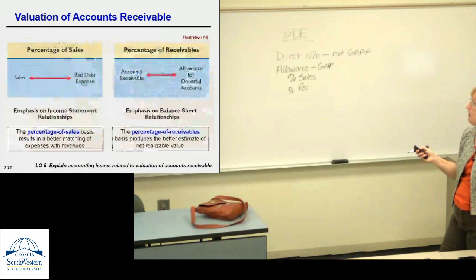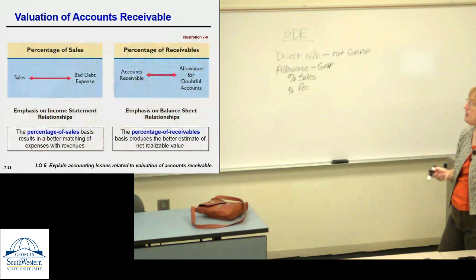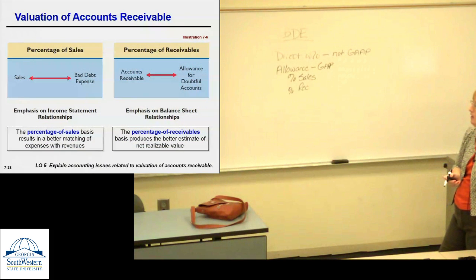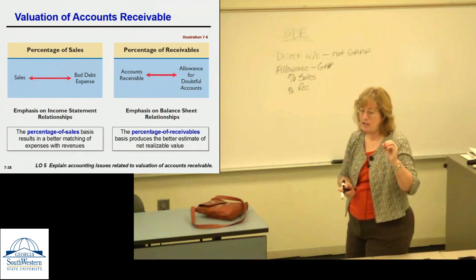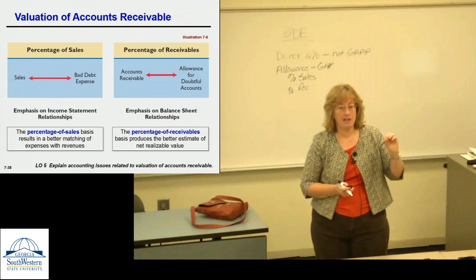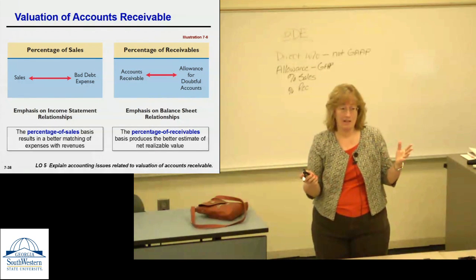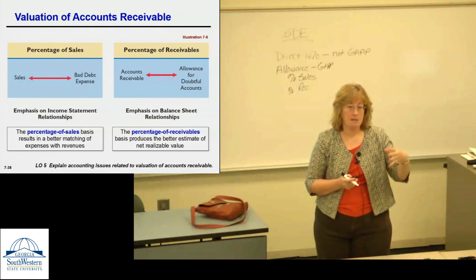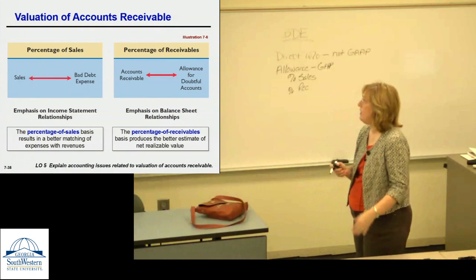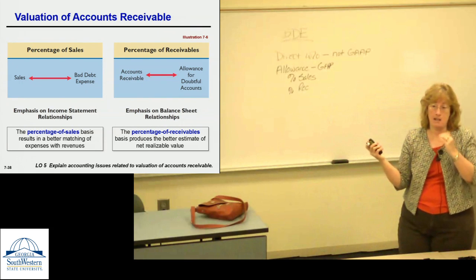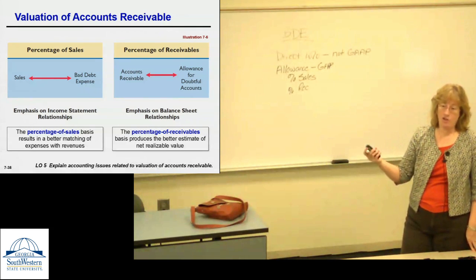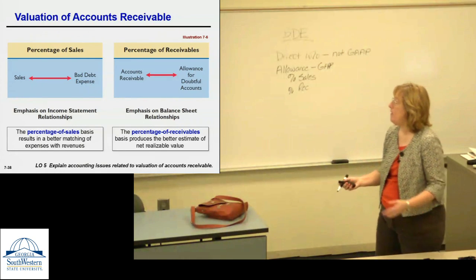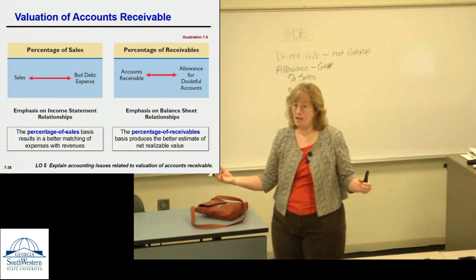so there was no bad debt expense estimated. Okay, so in the percentage of sales method, you estimate your bad debt expense based on a percent of sales. It's just like it says. In the percentage of receivables method, bad debt expense is estimated based on a percentage of receivables, just like it says. Okay, so what's the difference in those two methods?